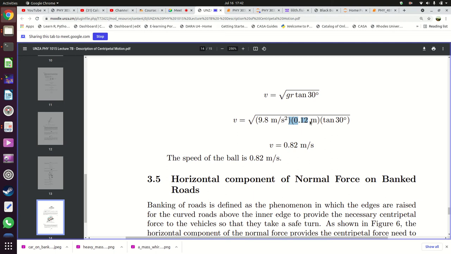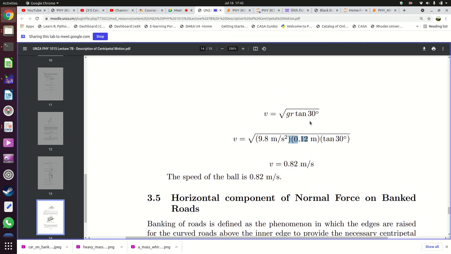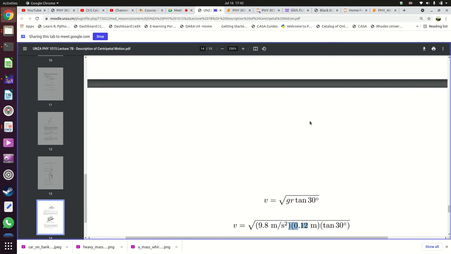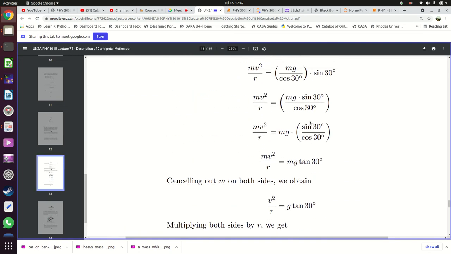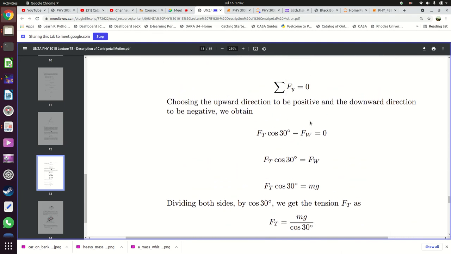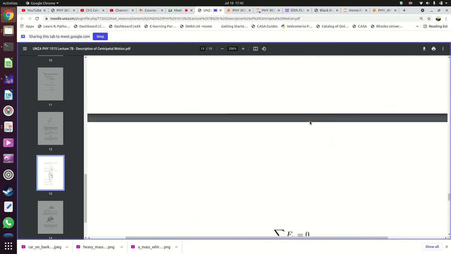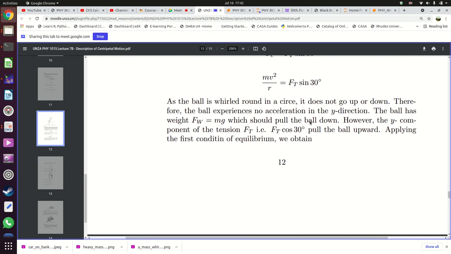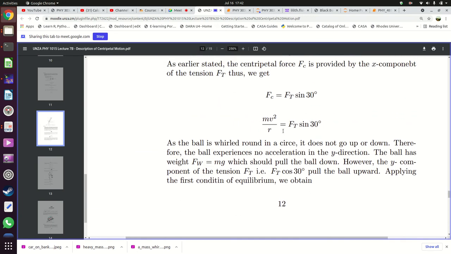Sorry to take you back, but I didn't quite understand how you used the two equations. How we use which two equations? The one where we equated the weight. There's a first one here. You have seen this one? Yes, sir. There's this equation here, which gives us the centripetal force: m v squared divided by r equals F_T sine theta.